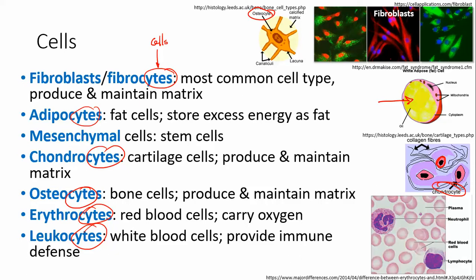Erythrocyte is a fancy name for a pretty familiar type of cell, a red blood cell. Their job is to carry oxygen around. So here is an erythrocyte. Leukocytes is the general term for white blood cells. There are multiple types of leukocytes, which we'll talk more about when we talk about the immune system. They tend to circulate through both the blood as well as the lymph.